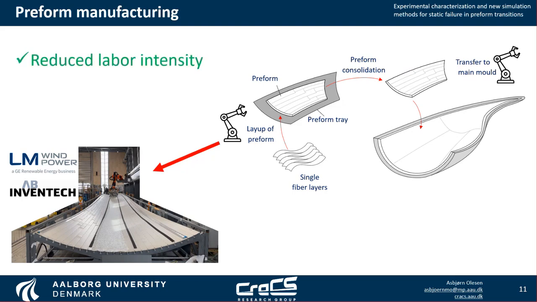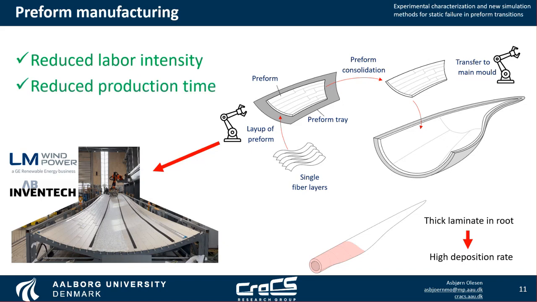All of this is done to reduce the labor intensity, but also, since we're working in the root end of a blade where we have several hundred layers of material, this also means that we can put several tons of glass into the mold at once, which also reduces the production time since we can put all of the glass in the mold faster.